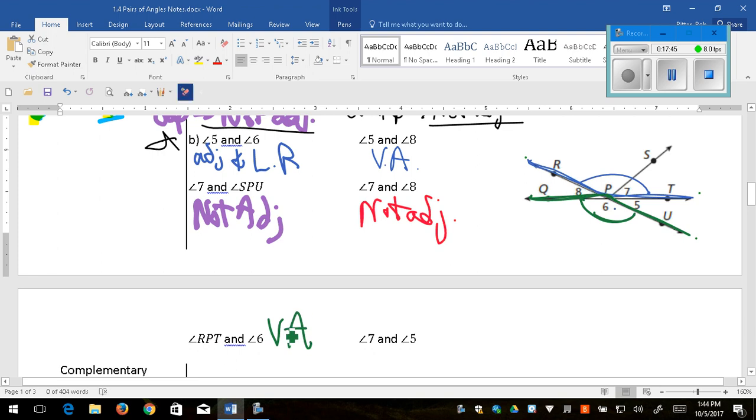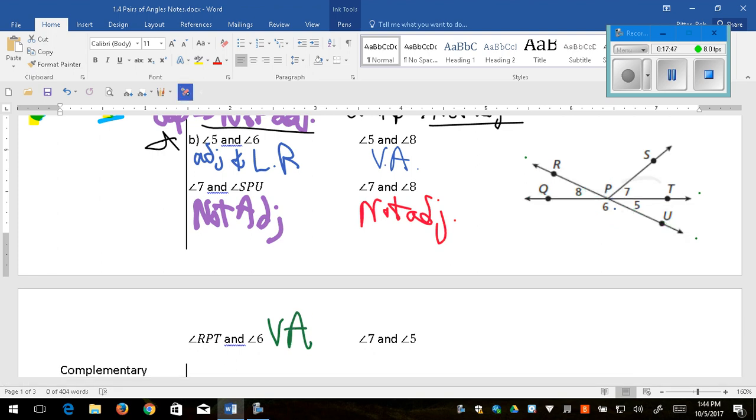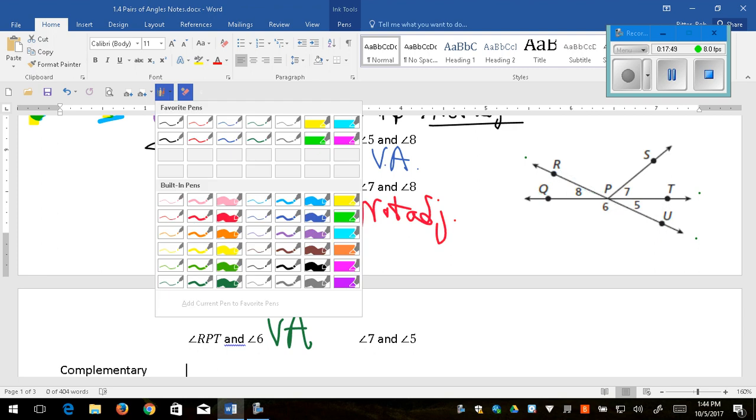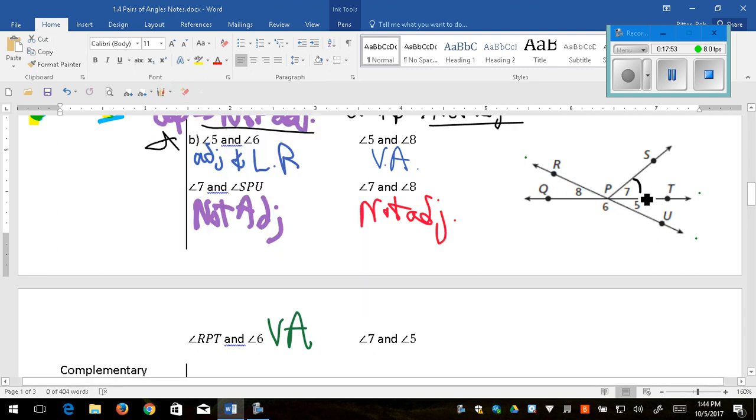We're asked to look at angle 7 and angle 5. So looking at angle 7 and angle 5, angle 7 is here. Angle 5 is here. They share a common ray. If you put them together, you would get a bigger angle. So these are adjacent. They're a pair of adjacent angles.